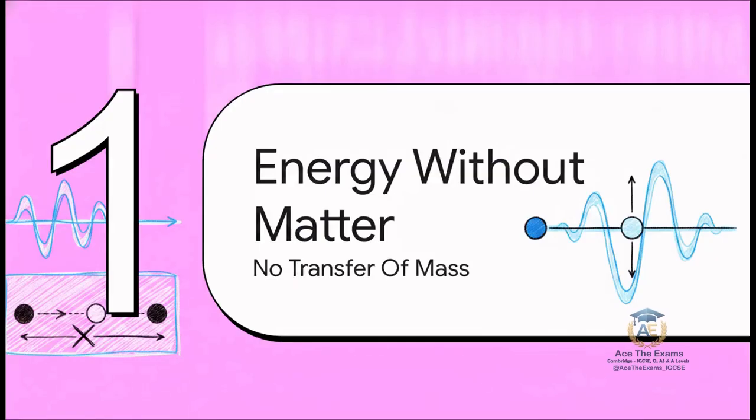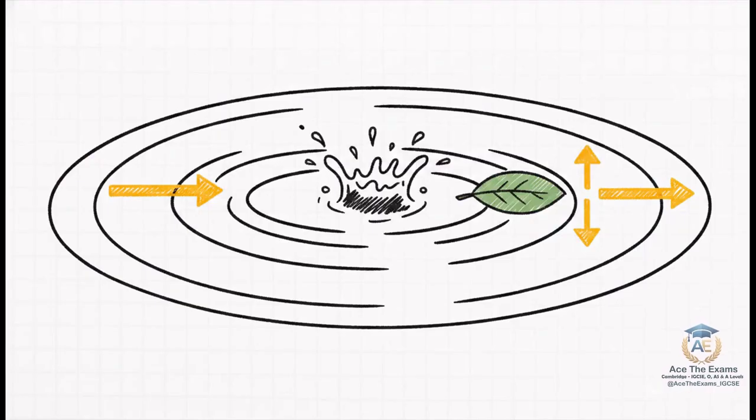All right, Section 1, Energy without matter. To really understand waves, we first have to fundamentally shift how we think about movement. Usually, when energy moves from point A to point B, we think of a physical object physically traveling that distance, like a baseball being thrown. But waves are entirely different. The crucial takeaway here is that a wave is a disturbance that carries energy from one place to another, but it leaves the actual material exactly where it started.